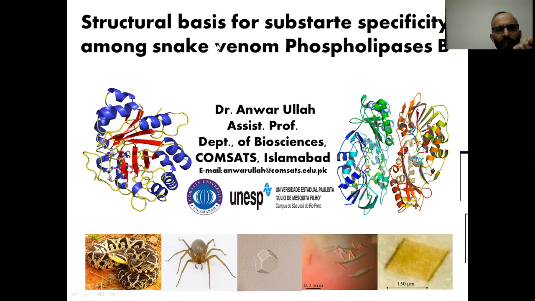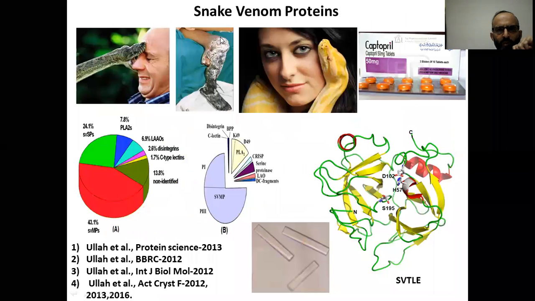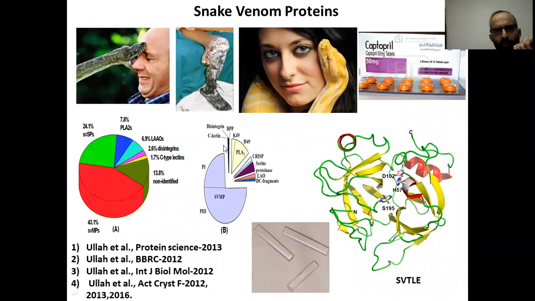The topic for my discussion is the structural basis for substrate specificity among snake venom phospholipases B. So in this slide, I have shown the composition of the venom and some of the deleterious effects that are caused by the snake bite.